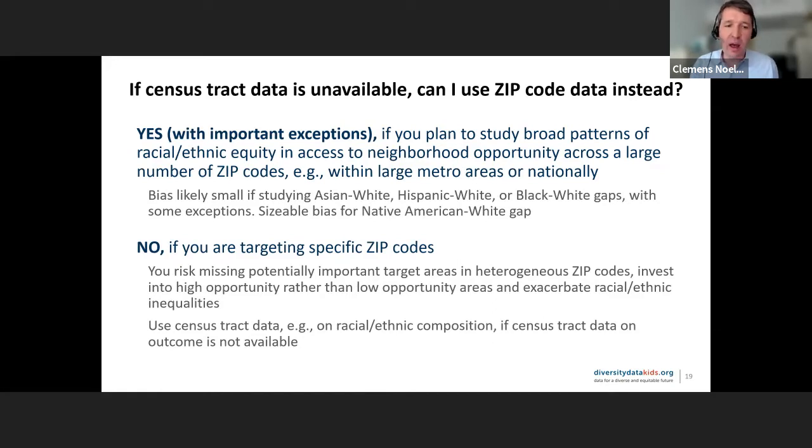You might invest in high opportunity areas within that zip code rather than low opportunity areas, and that way exacerbate racial ethnic inequalities. In supplementary analysis we show that the within census tract, within zip code inequalities are very strongly correlated with racial ethnic composition. So if you don't have census tract data for your outcome, you can look at data on racial ethnic composition at the census tract level instead, and in that way identify specific neighborhoods for intervention. Thank you.